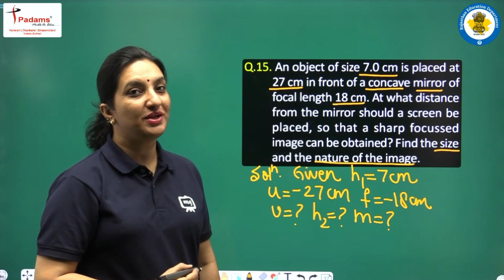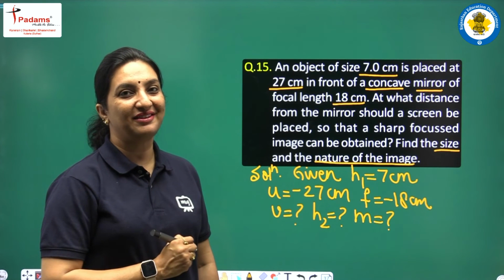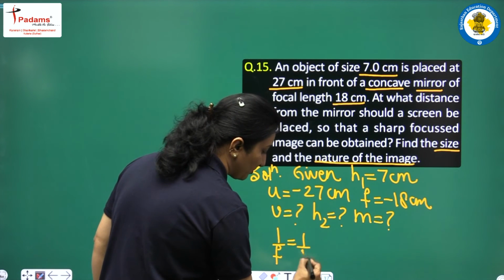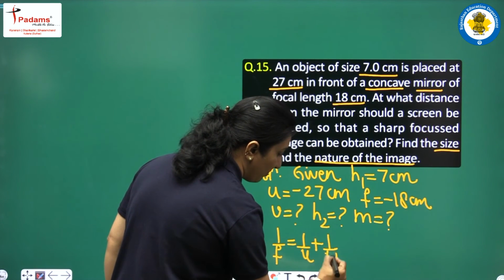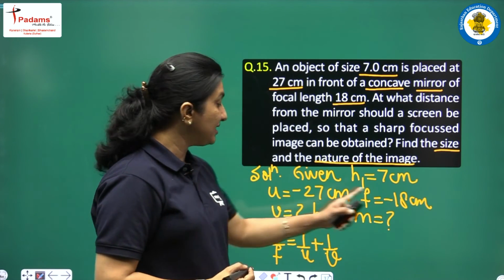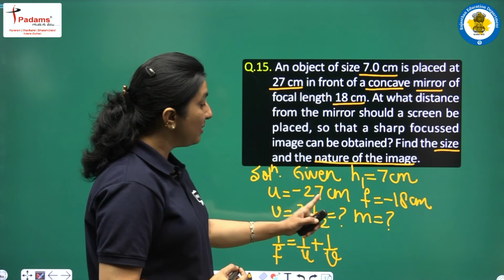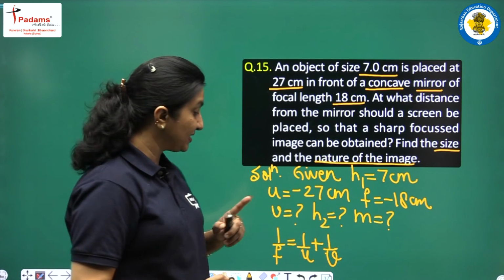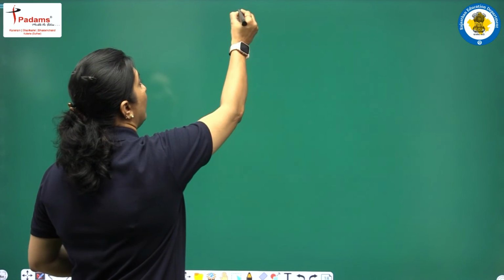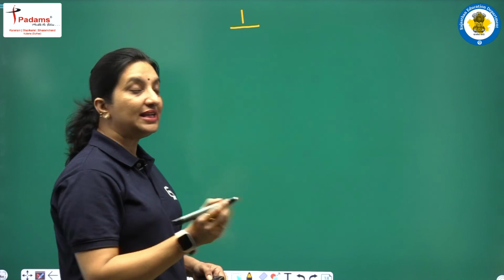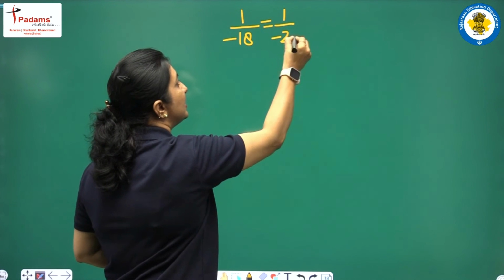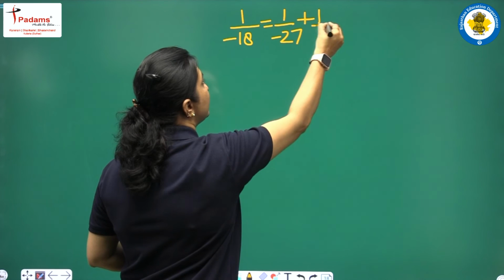for which we need to calculate m. So to begin with, we will start with the mirror formula, and the mirror formula is 1/f is equal to 1/u plus 1/v. Now here students, the value of f is minus 18 centimeters and the value of u is minus 27 centimeters. So we will substitute these values and we will calculate. So 1/f, the value of f is 18 centimeters with a negative sign, and the value of u is 27 centimeters with a negative sign.